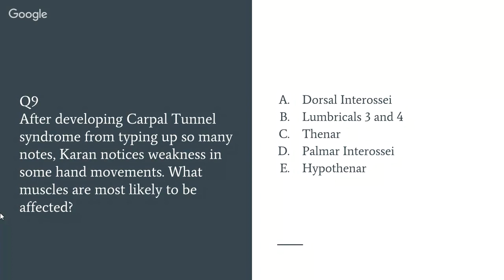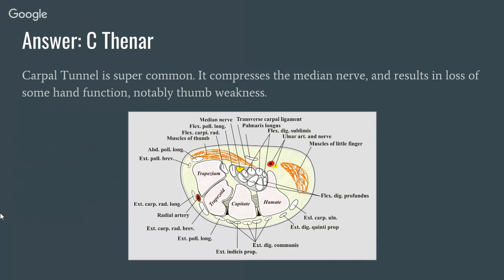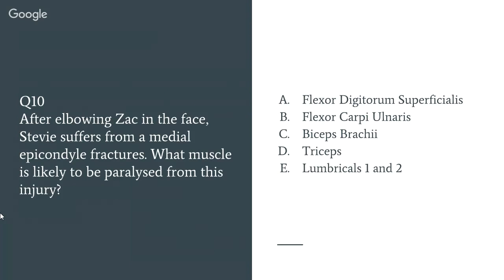Nice. So carpal tunnel syndrome is very, very common. It comes up in your exams, and it'll come up in hospitals a lot too. Compression of the median nerve, which innervates most of your thenar muscles. So that is why you get significant thumb weakness.